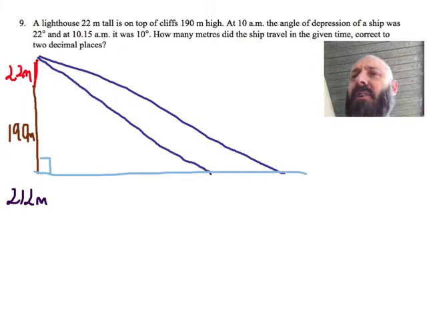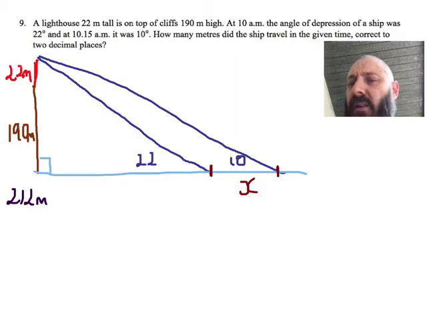Now the good thing is, I told you that trick about the angle of depression matching the angle of elevation. So we've got two angles, 22 degrees and 10 degrees. And this one is going to be 22 degrees, and this one is going to be 10, because it's a shallower angle. Quite an interesting question. Then it says, how many meters did the ship travel in the given time? So my unknown x is just in between here and here.